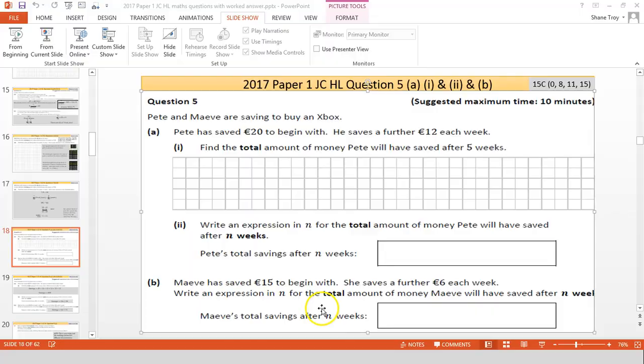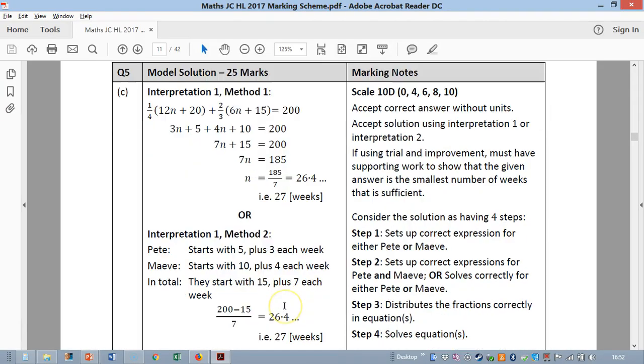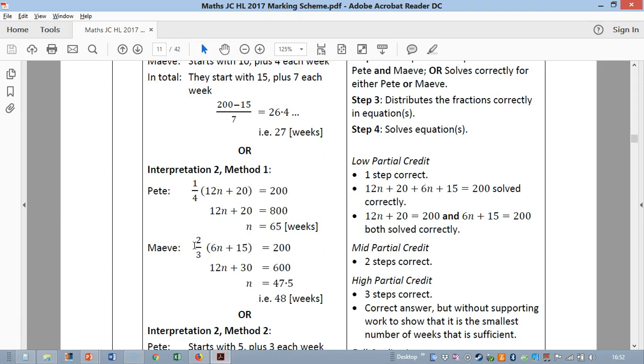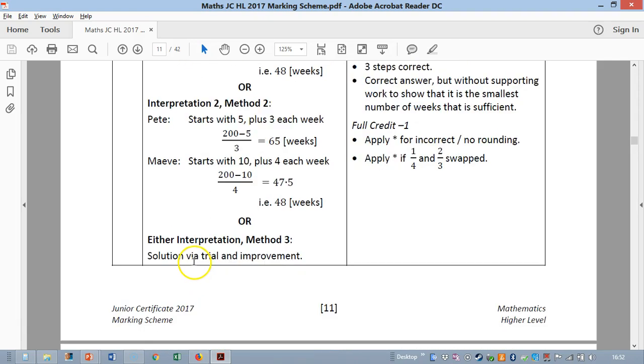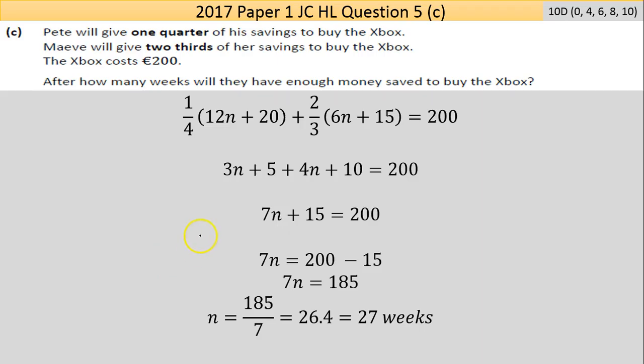Okay, now we go to the marking scheme here. Scroll down. That's it there. So that's the method I went with, but there were other ways of looking at it. It just shows you that in maths, there are often many different ways of looking at the question. None are better than the other, just some are more elegant, maybe. And this should be the end of question 5.